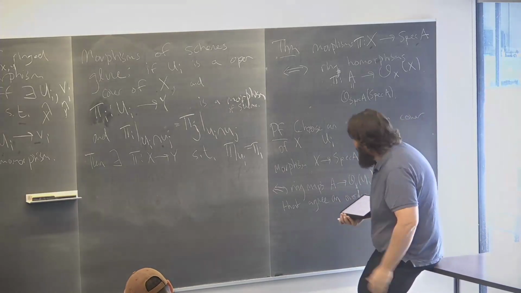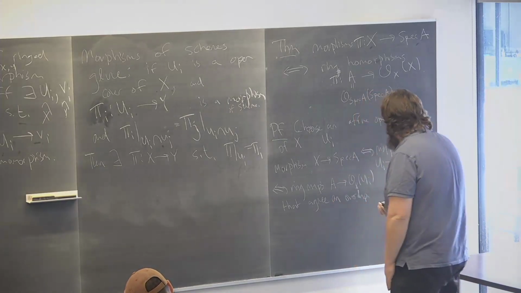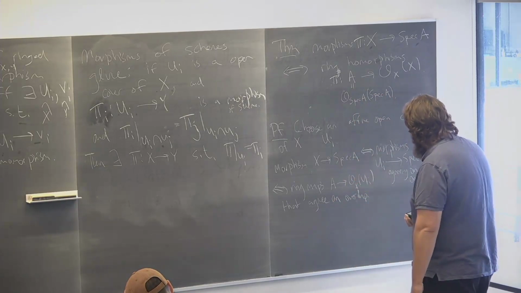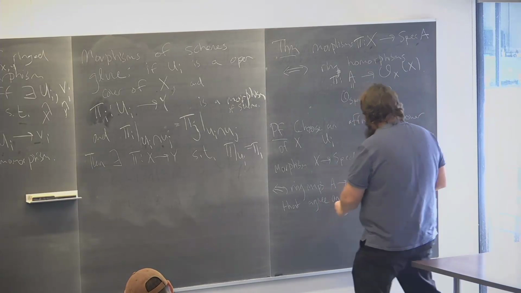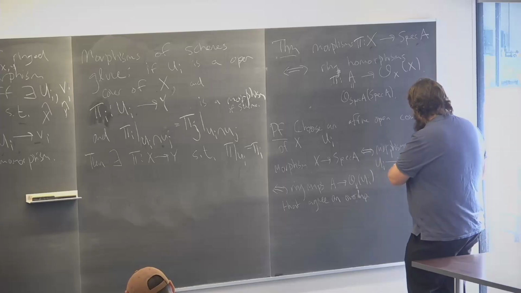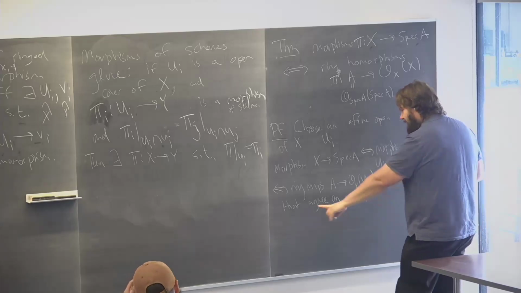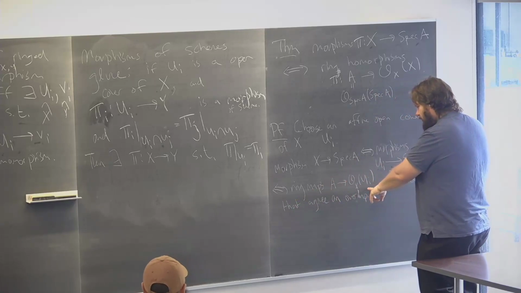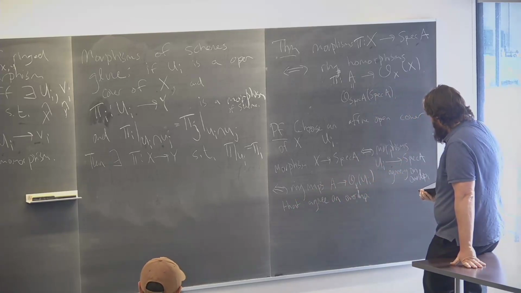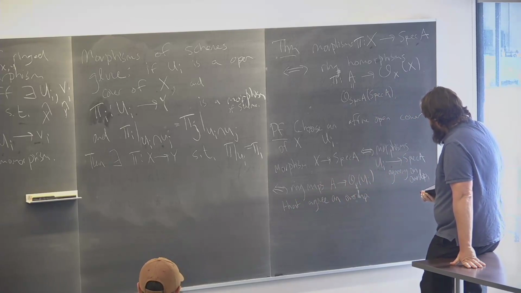And I probably have to do a tiny bit of work here. I'm being a little cavalier about, oh, is it totally obvious? So certainly a morphism from UI to Spec A gives me a ring map. The question is, what does agree on the overlap mean? I think I'm probably okay.